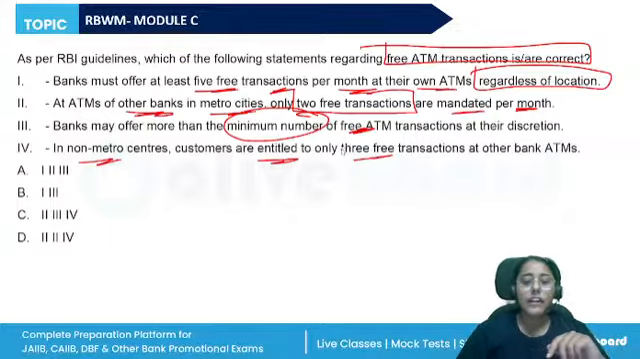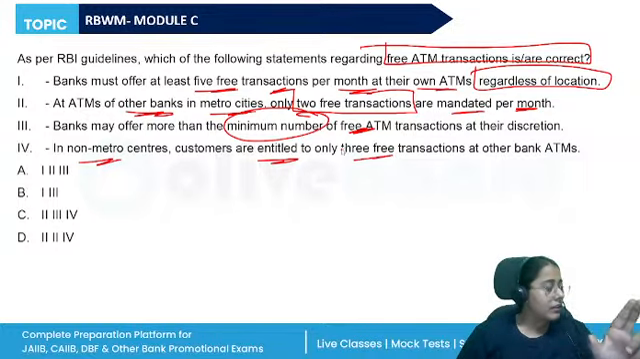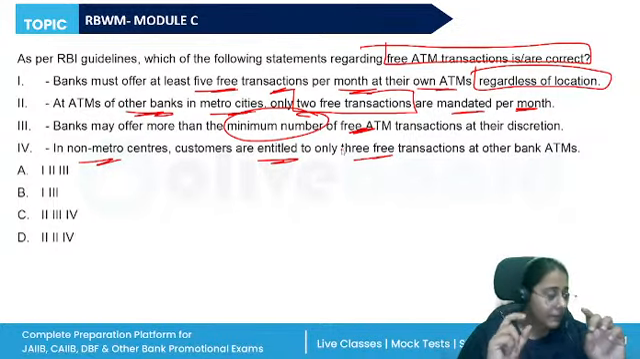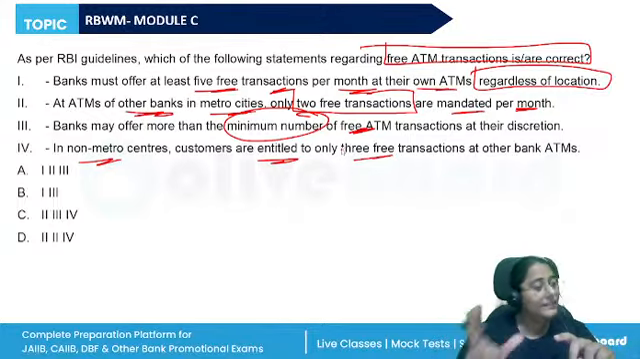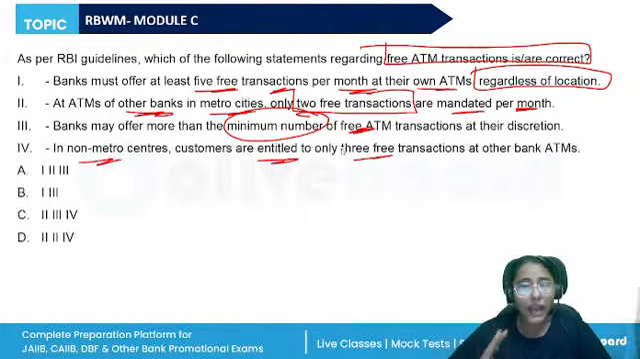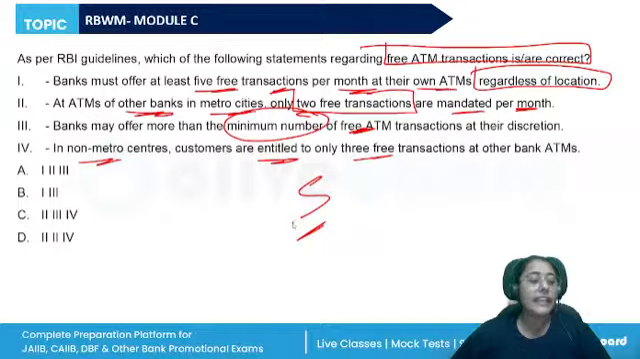So when we are talking about the transactions at a bank's own ATM, I have a deposit account in bank ABC. I am having the debit card from bank ABC. I'm taking it to the ATM of bank ABC. So the banks must offer their saving bank account holders a minimum of 5 free transactions in a month, both financial and non-financial.